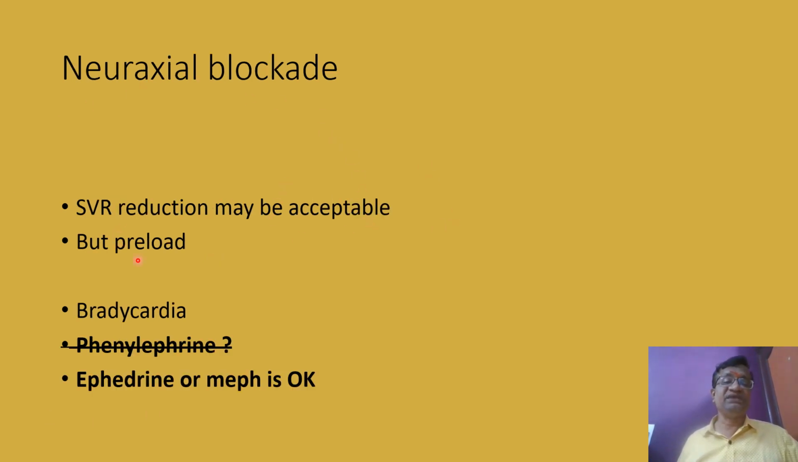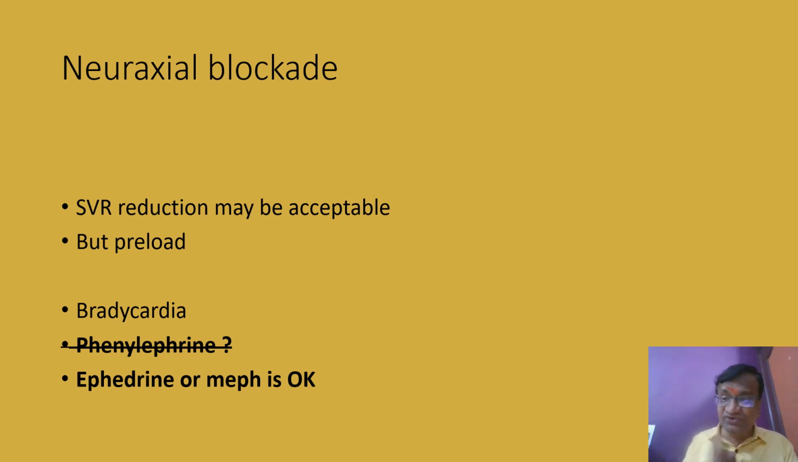SVR reduction may be acceptable, but the problem is that if you use spinal, there is vasodilatation. We like arterial dilatation, but we don't like venous dilatation, because arterial dilatation means afterload reduction, which is super for AR. But venous dilatation means decreased preload, which is dangerous in AR. So if we maintain a good preload and then give a neuraxial blockade without bradycardia, then you are in.